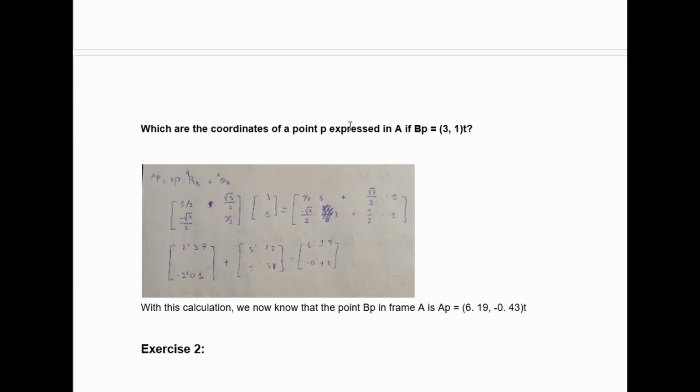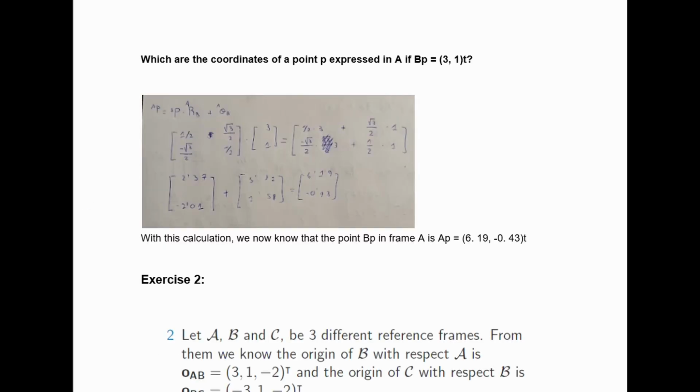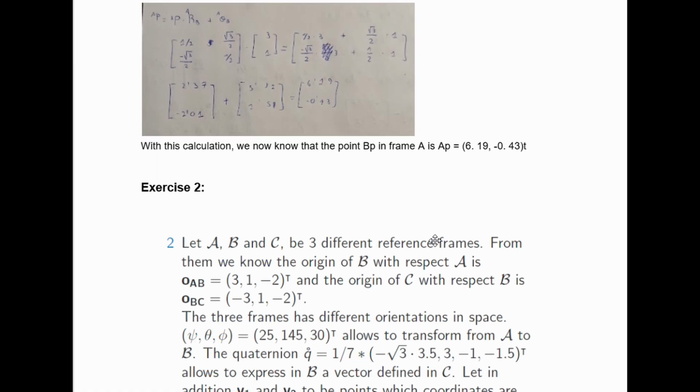Lastly, we search the point expressed in A. To do that, we just have to apply the same formula we've been applying this whole exercise, and we are going to multiply that point for the rotation matrix and add the translation, which gives us a result of the point is 6.9 and minus 0.43.